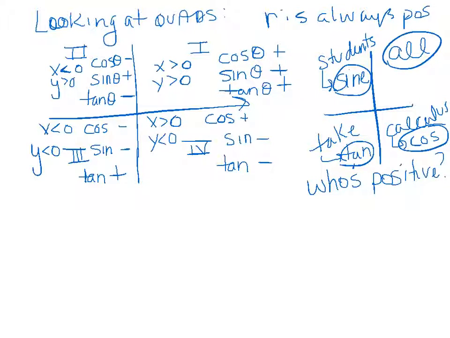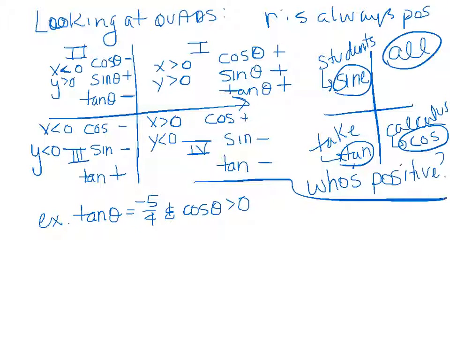So let me give you an example though. Here's an example. Given that the tangent of theta is minus 5 over 4, okay, but you also know that the cosine of the angle is greater than 0. They want you to find the sine of theta and the secant of theta.